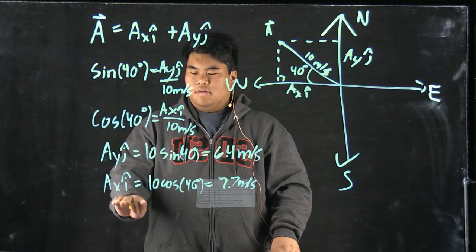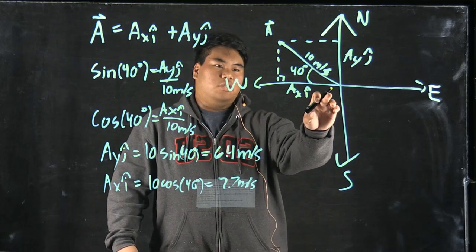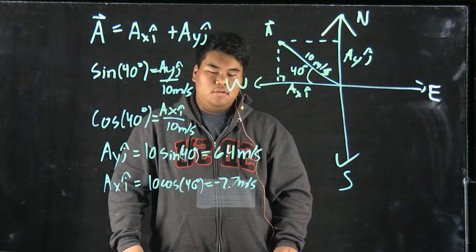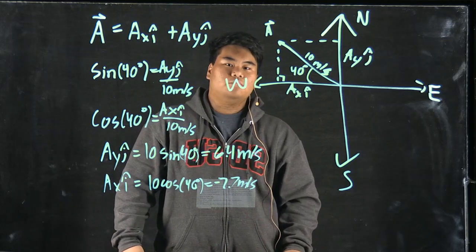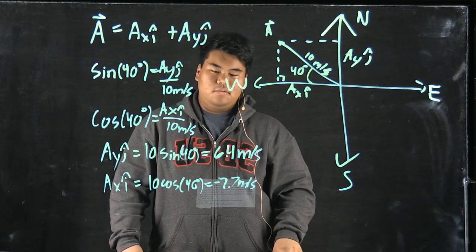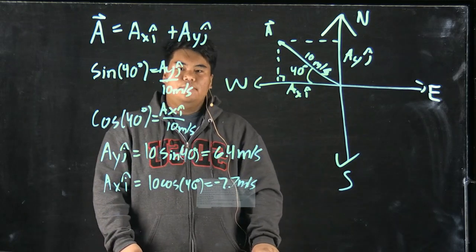And as you can see, the a sub x direction is actually negative. So that is represented in the answer as negative 7.7. And because the y direction is still positive, it stays positive, 6.4.